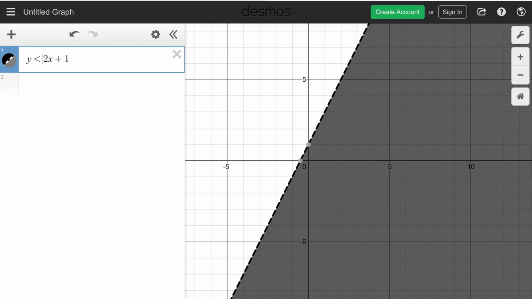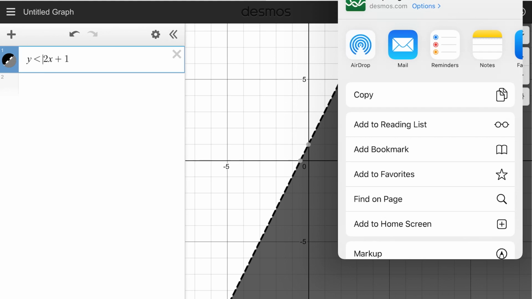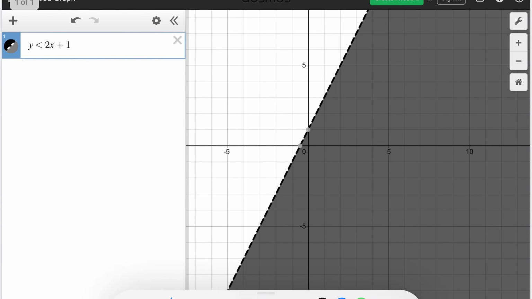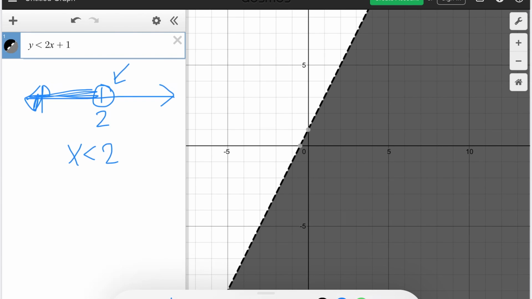Do you remember? Let me go back to the markup. Remember how we said if you were graphing an inequality that said like x is less than 2, you would use an open circle? Okay, so 2 itself is not an answer. That's what this dotted line represents, okay? What the dotted line represents is sort of like the open circle. So any point on this line will not work in the equation.